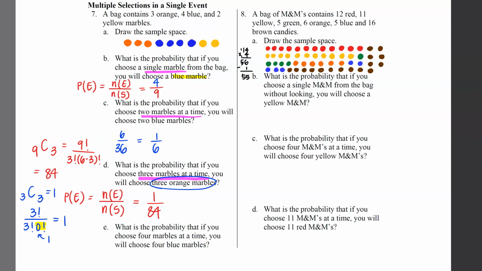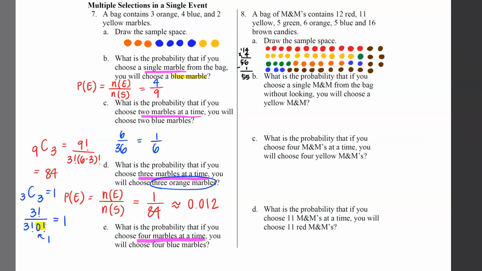So there is one way that we can select all 3 marbles that are orange. So the probability of this occurring would be 1 out of 84, or as a decimal, it's approximately 0.012. And the last example, letter E. What is the probability that if you choose 4 marbles at a time, you will choose 4 blue marbles?